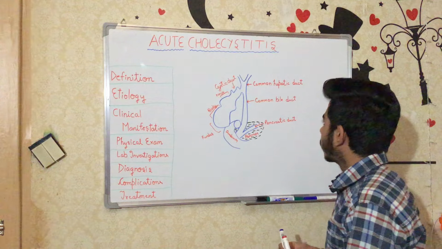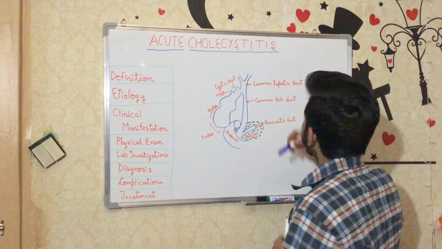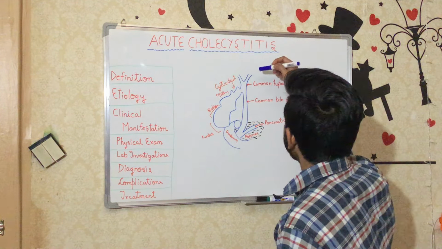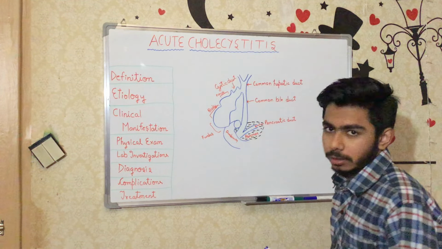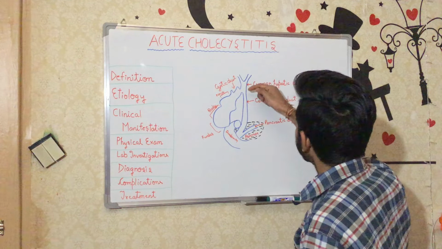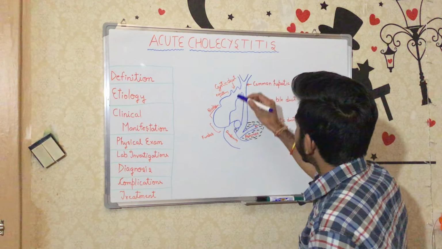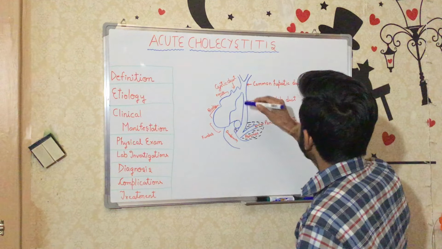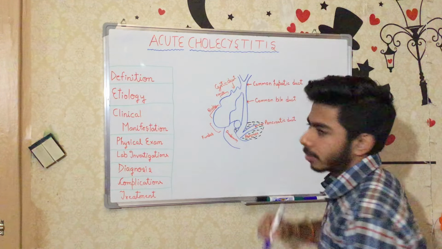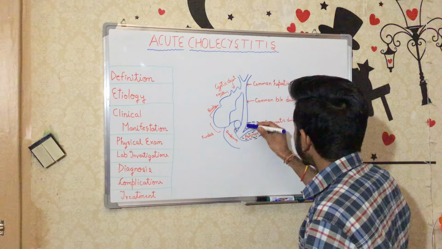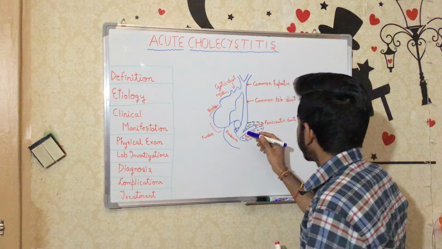Now here I have drawn the diagram of the biliary tree. You can look over here, this will be the liver, and from the liver the ducts are coming, for example the left and right hepatic ducts, and they are forming the common hepatic duct. The common hepatic duct will join the cystic duct, which is coming from the gallbladder. So the gallbladder is connected with the common hepatic duct with the help of the cystic duct. And this cystic duct with the common hepatic duct forms the common bile duct. Now this common bile duct will go through the groove, and it will join the pancreatic duct and end into the duodenum through the sphincter of Oddi.